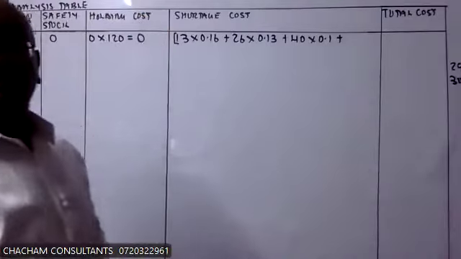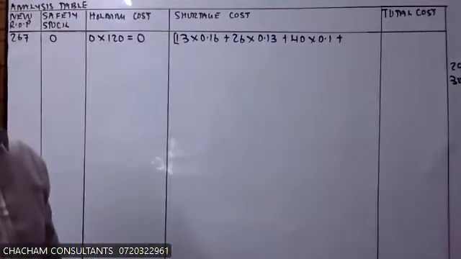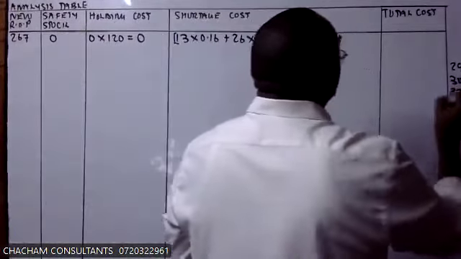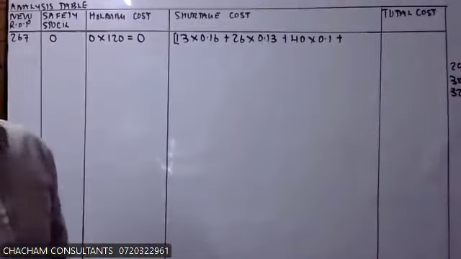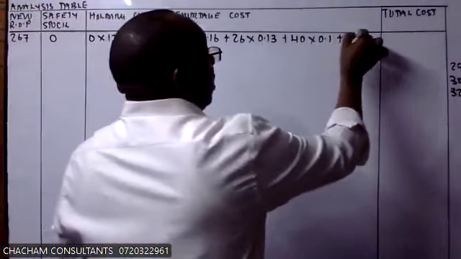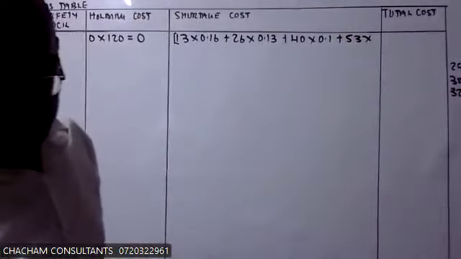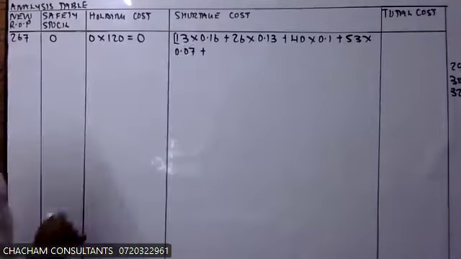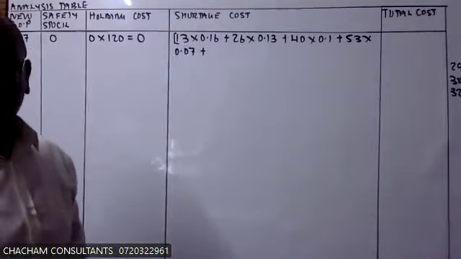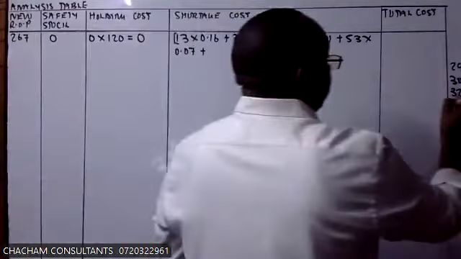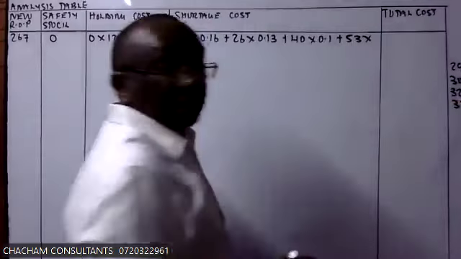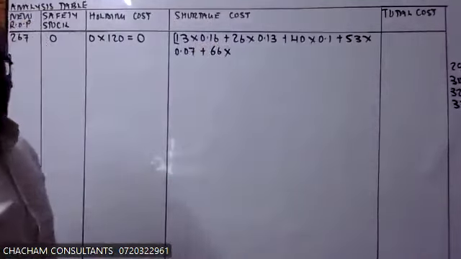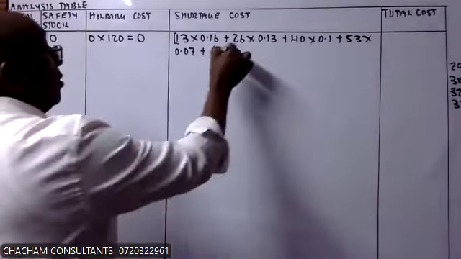After 307, you went to 320. So at 320, you will have a shortage of 53. And the probability of that happening is 0.07. After 320, you went to 333. So at 333, you have a shortage of 66. And the probability of that happening is 0.04.